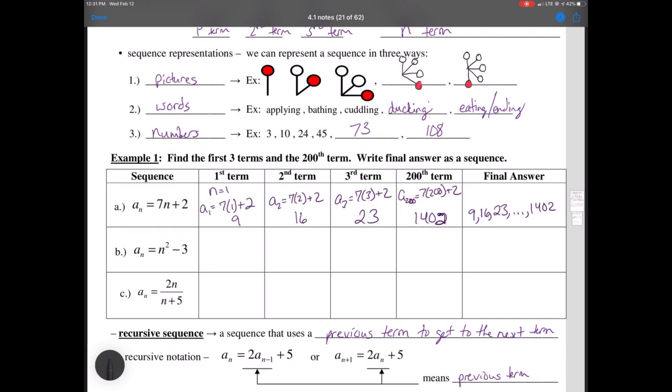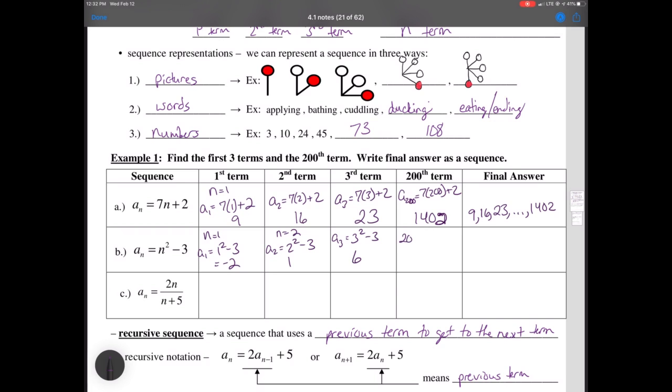So for the next one, we would do the same thing. So for this next problem, we would do the same process, let n equal 1. So a sub 1 equals 1 squared minus 3, which gives us negative 2. For the second term, we let n equal 2. 2 squared minus 3, which in turn gives us 1. So the third term, a sub 3, 3 squared minus 3, that equals 6.